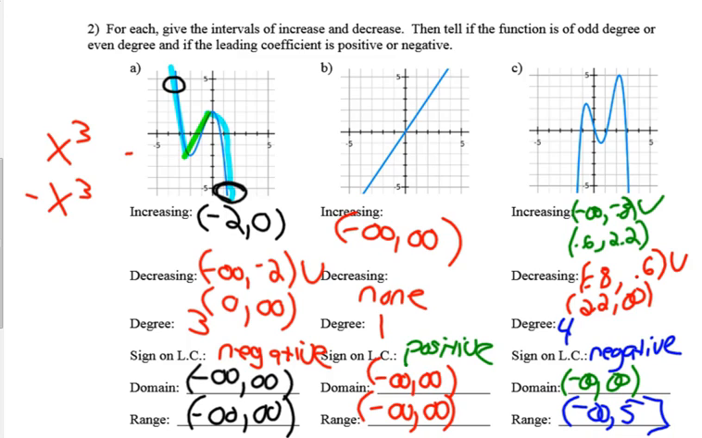Remember again, for the increasing and decreasing, you have to use the x values. You have to look where it's increasing and decreasing and list the interval in the x values. All right. Anything else? We ready to move on? Next. Turn the page.